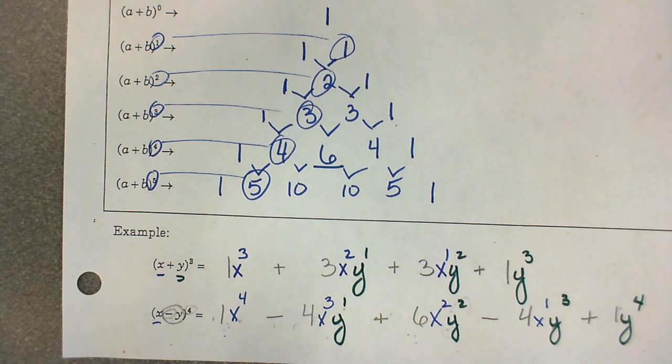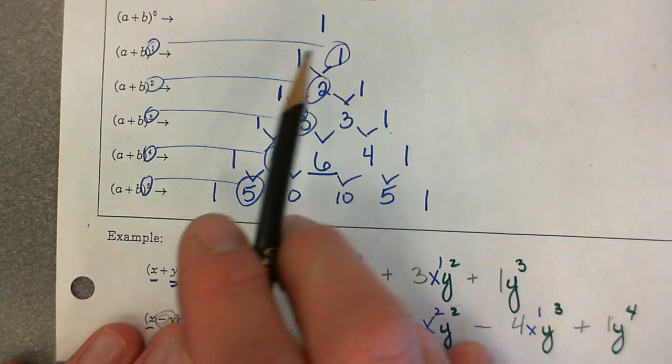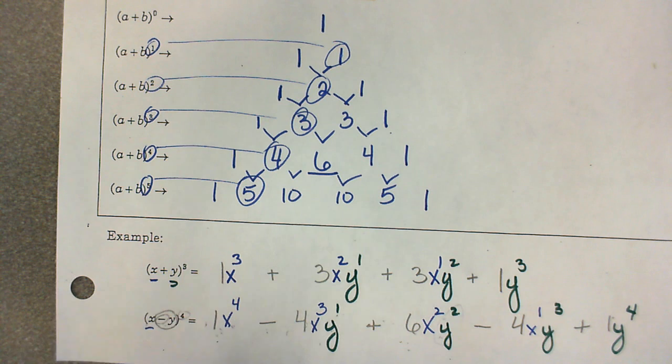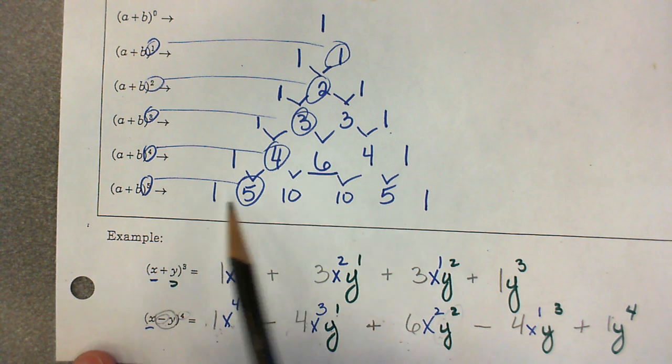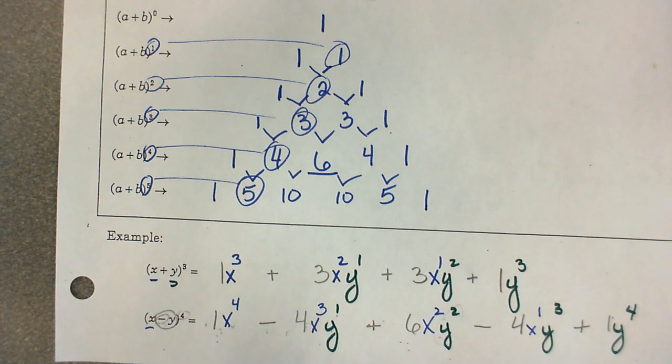Okay. In the next set of videos, we'll cover an easier way to generate Pascal's triangle, where we can go directly to the one row that we want.